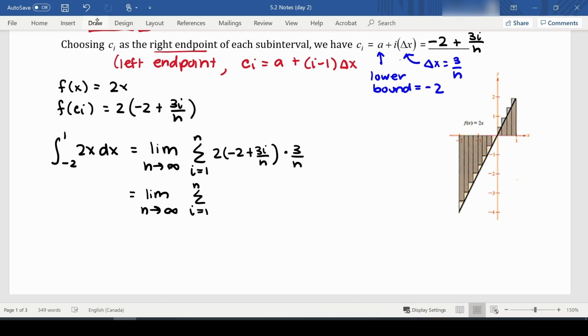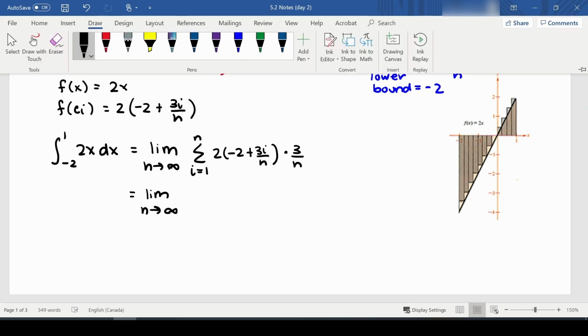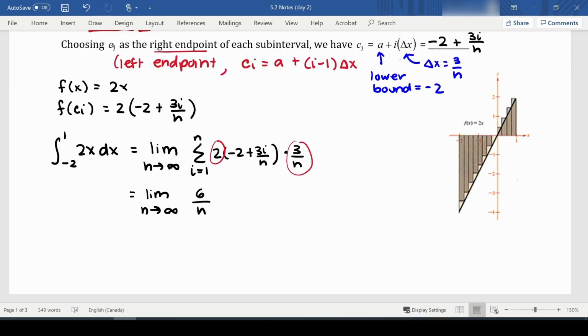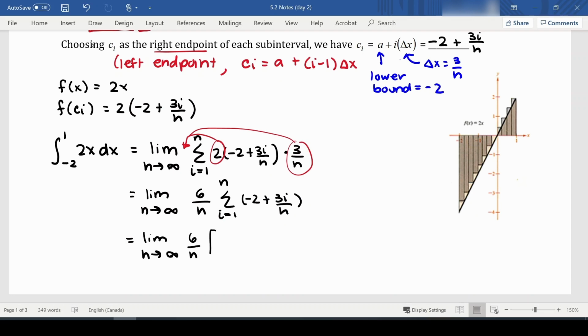So we can actually take this 3 over n out and the coefficient of 2 in the front out to have 6 over n. I'm taking this and this as constants just to put them in front of the sigma here. And then we get negative 2 plus 3i over n. We can break this down. This can be broken down into the sum from 1 to n of negative 2 plus the sum from 1 to n of 3i over n.